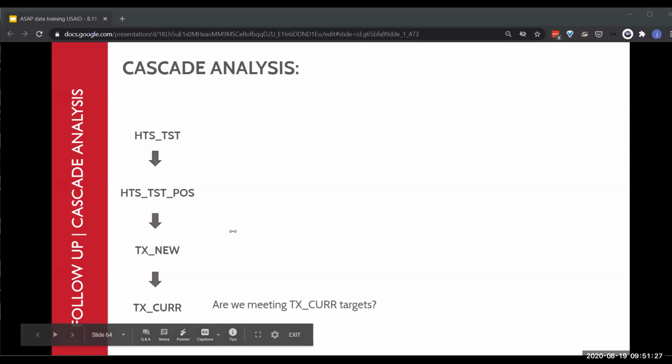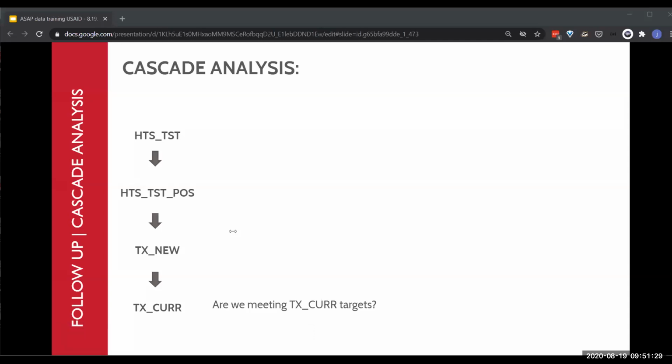So working backwards, are we meeting our curve targets, which is a main indicator of interest for PEPFAR? You can look back and say, is there a retention problem? Are we keeping the people on treatment we should be keeping on treatment? Above that, you can look at TX_NEW. Are we initiating enough people? And that's that linkage rate. So of the people we test positive, are they also walking out the door with their ARVs that day?